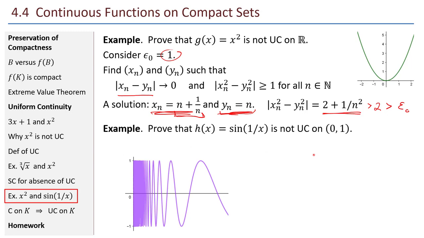Another example. Let's prove that h of x equals sine of 1 over x is not uniformly continuous on the open interval from 0 to 1.